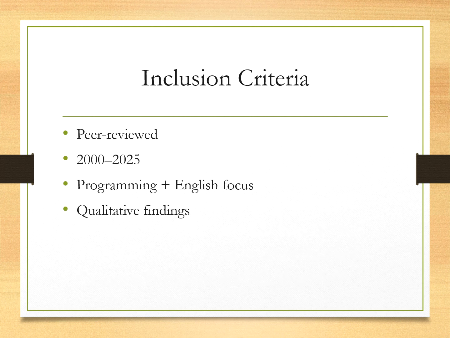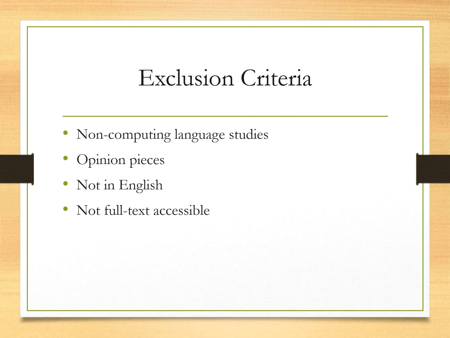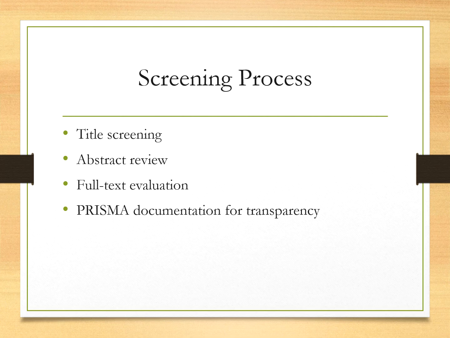Inclusion criteria: peer reviewed from the year 2000, the new millennium, to 2025, programming in English focus, and qualitative findings. Exclusion: non-computer language studies, opinion pieces, not in English, and not full text accessible. So they'll be accessible as well. Screening process: title screening, abstract review, full text evaluation, and PRISMA documentation for transparency.